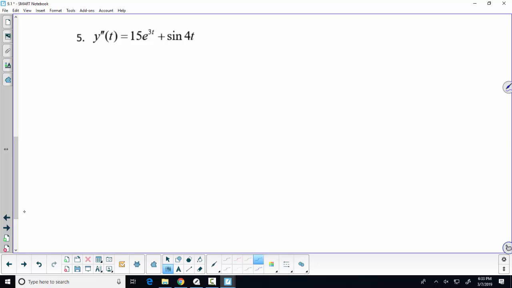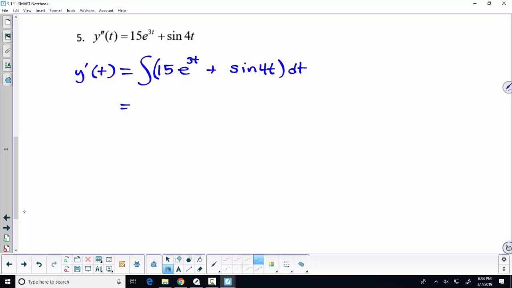Okay, so example 2, we're given the second derivative, so we want to take two antiderivatives. Y prime is the antiderivative of y double prime. So we have e to the 3t over 3, so that's 5 e to the 3t. And the antiderivative of sine 4t is minus 1/4 cosine 4t.